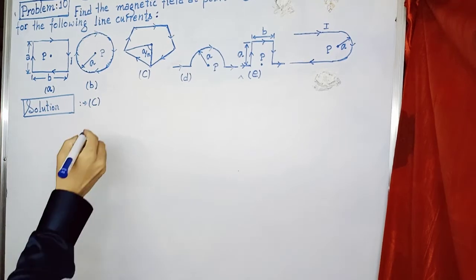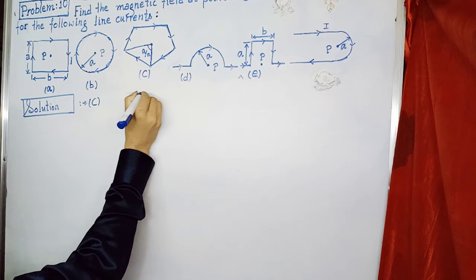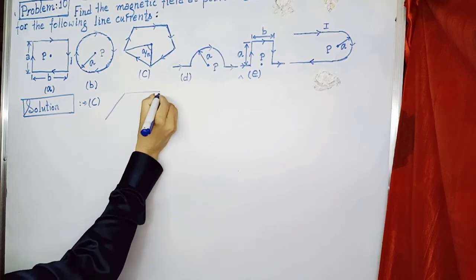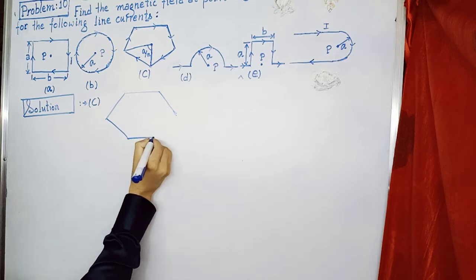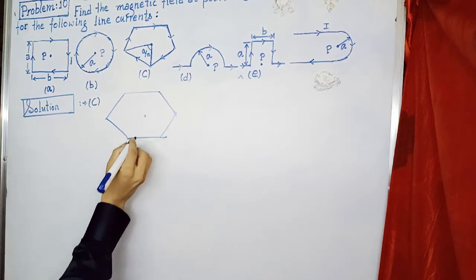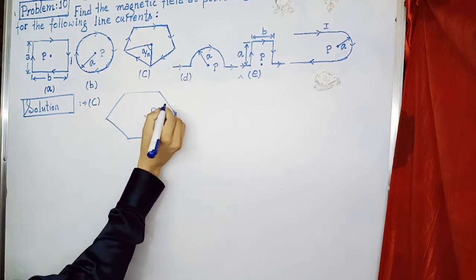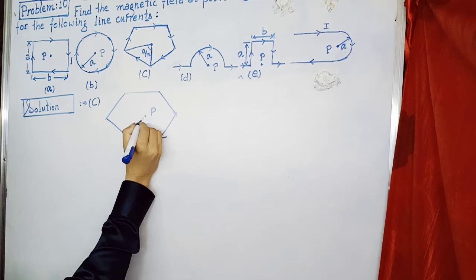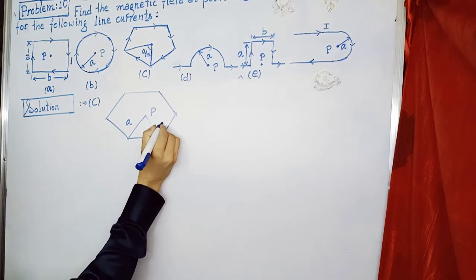In this question, we have to find the magnetic field at the center of a regular polygon of n sides. This is our regular polygon of n sides, and we have to find the magnetic field at the point P, or the center of this polygon. It is given that this distance is equal to A. Again, this distance is equal to A.